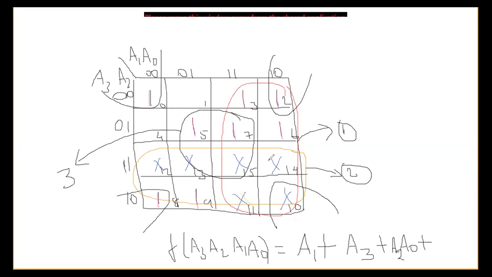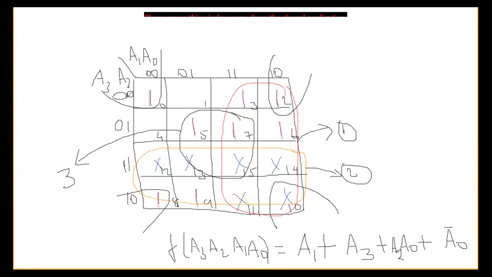Another 4-box combination is there, the corner bits. See the corner bits are 0, 0, 1, 0. That means A1 changes from 0 to 1 here, so A1 is ignored and A0 is a 0. A0 is a 0 means A0 bar. A0 bar.